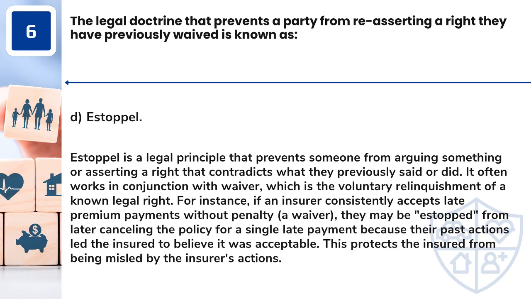Answer: D. Estoppel. Estoppel is a legal principle that prevents someone from arguing something or asserting a right that contradicts what they previously said or did. It often works in conjunction with waiver, which is the voluntary relinquishment of a known legal right. For instance, if an insurer consistently accepts late premium payments without penalty, a waiver, they may be estopped from later canceling the policy for a single late payment because their past actions led the insured to believe it was acceptable. This protects the insured from being misled by the insurer's actions.